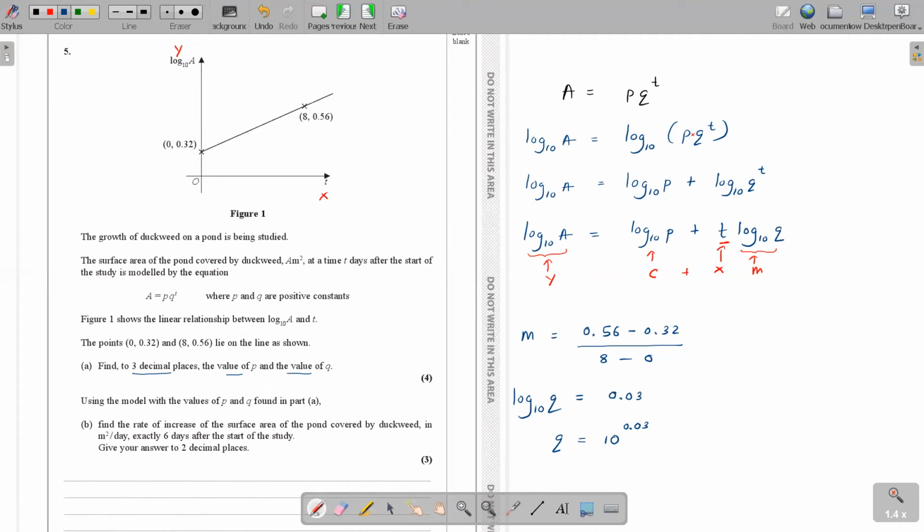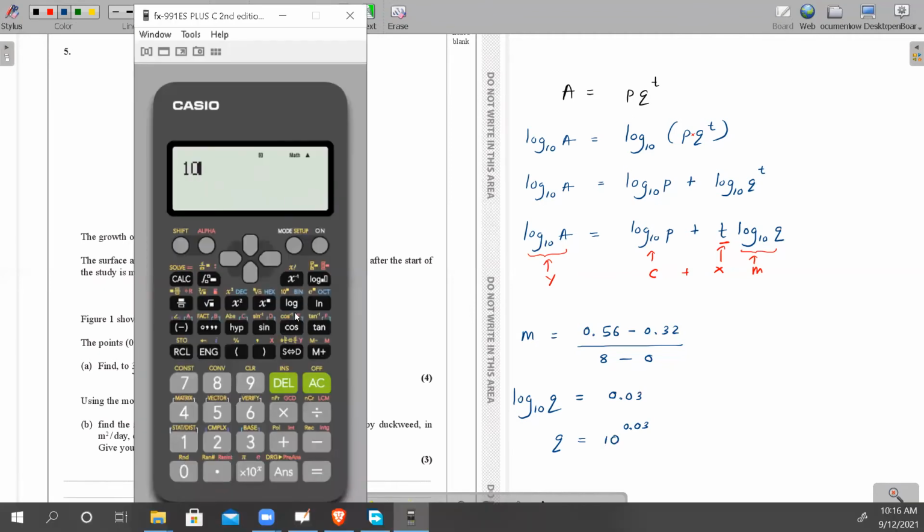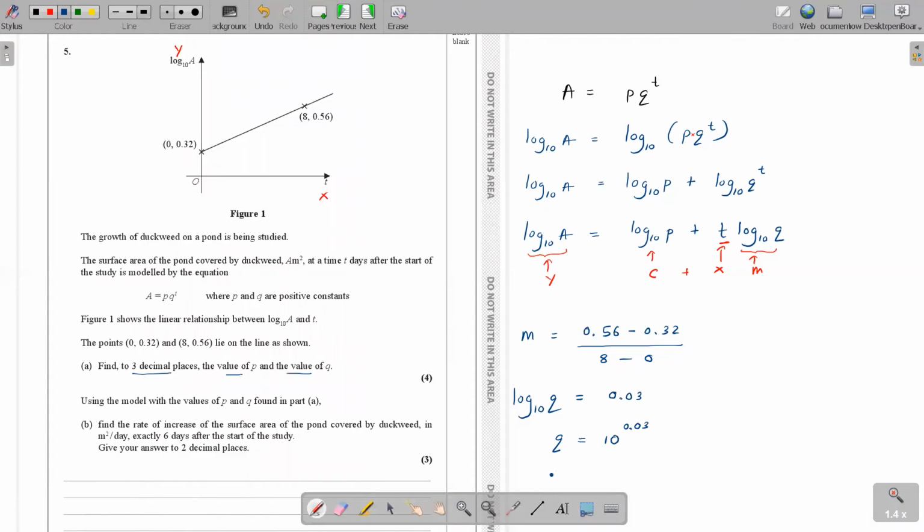So q equals 10 to the power 0.03. This gives me 1.01715. To 3 dp, when I correct it, 5 rounds off to give 2. So 1.072. So the answer of q equals 1.072.